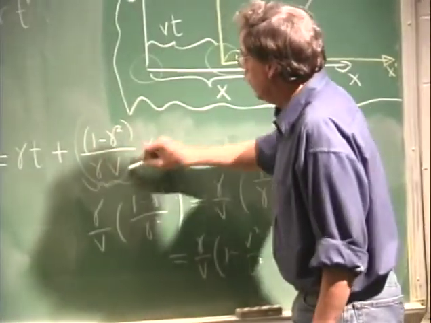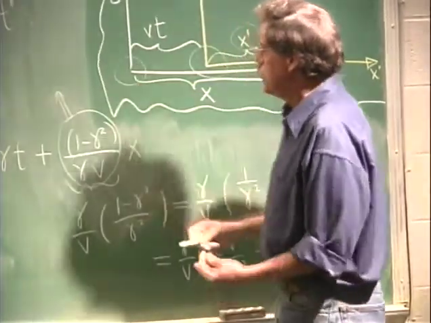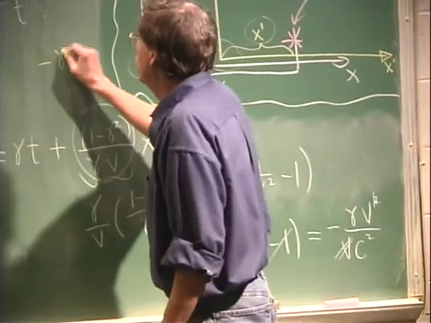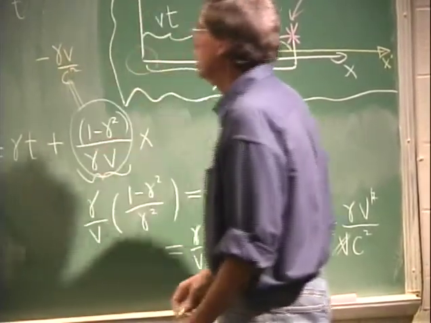If you got lost in the algebra, don't worry about it. You can do this at your leisure. I claim that that quantity there is nothing but minus gamma v over c squared.